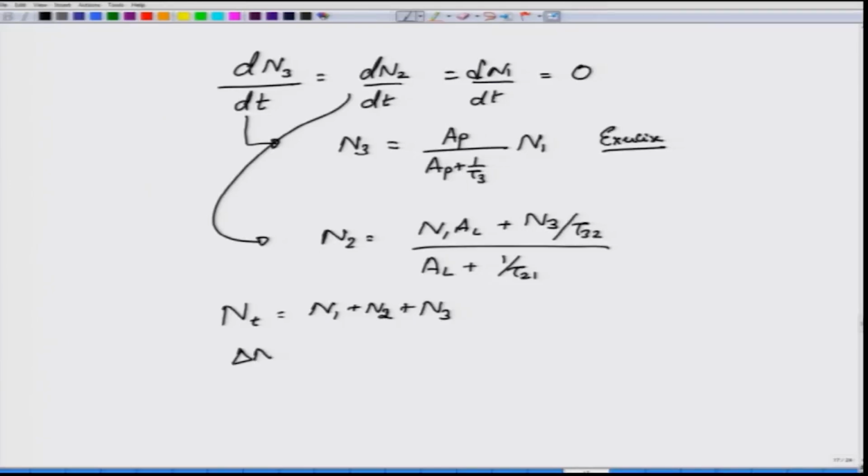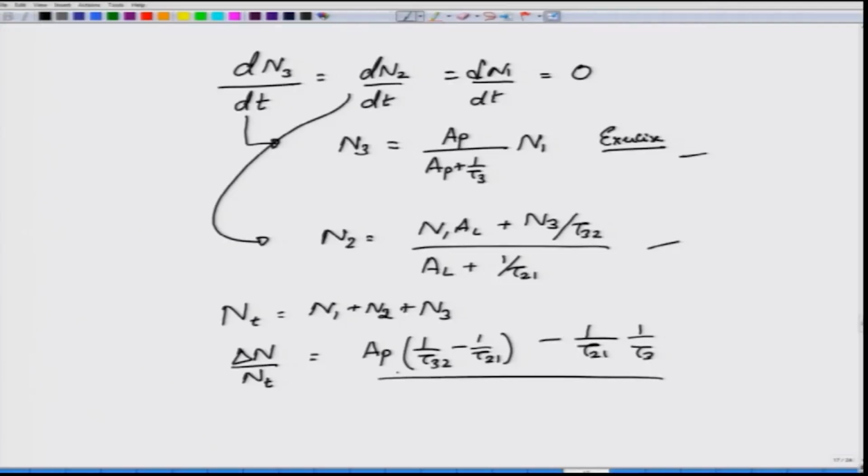And when you look at delta n and normalize it with respect to nt, you will see that by using this equation and the other equation for nt, this will be given by AP times (1/tau 32 minus 1/tau 21), minus 1/tau 21 divided by tau 3, divided by... I will leave this as an exercise to find out what the denominator is. Of course, we do not really need to know the denominator as importantly, but this equation for delta n normalized with respect to nt is very critical for us.